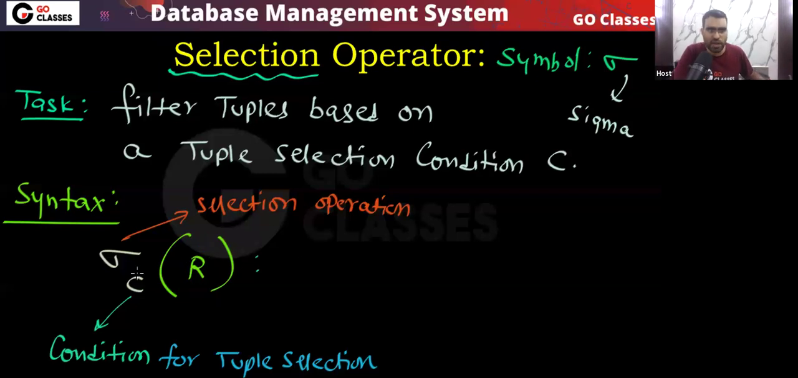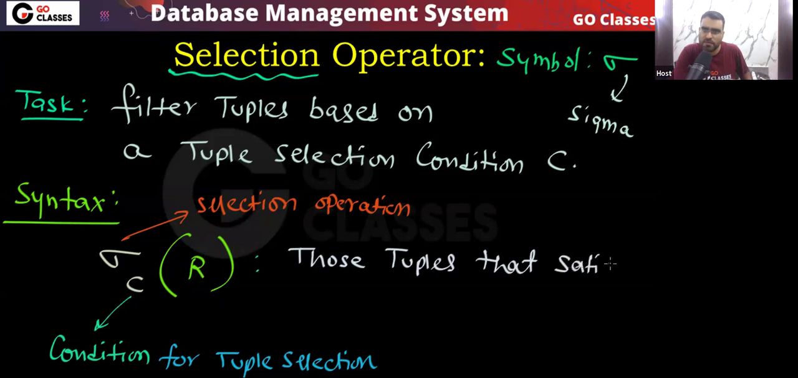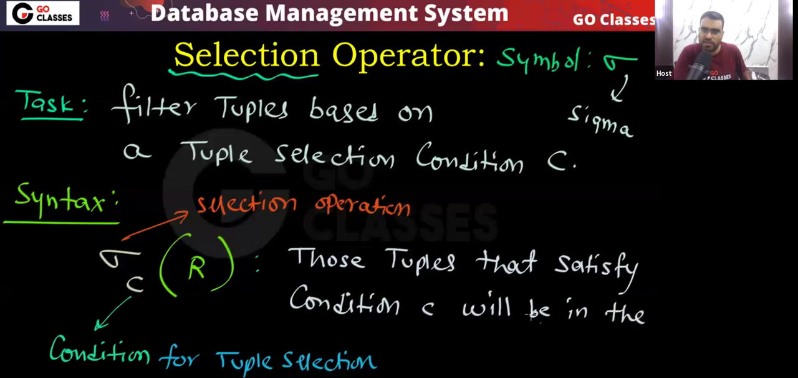So here what will happen? The result will be those tuples which satisfy condition C. Yes or no? So very simple. Basically, those tuples that satisfy condition C will be in the result. Very simple point. Is this clear?